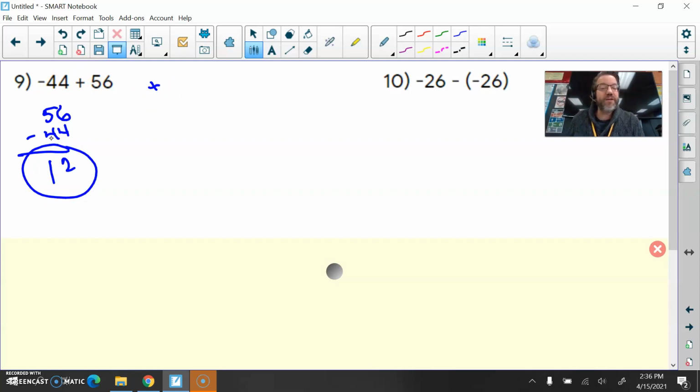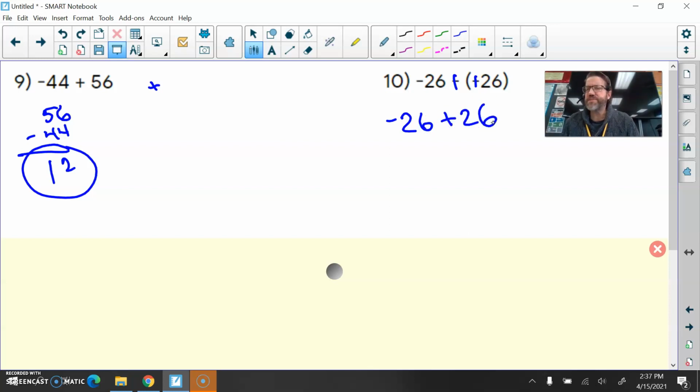Now look at number 10. Remember what I said about subtraction problems? We don't want to leave them as subtraction problems. We want to change it to adding and then change the sign of the next number after that. So instead of minus, we're going to write plus. And then in exchange, we need to change this to its opposite, which would be positive 26. So I can rewrite it as negative 26 plus positive 26.